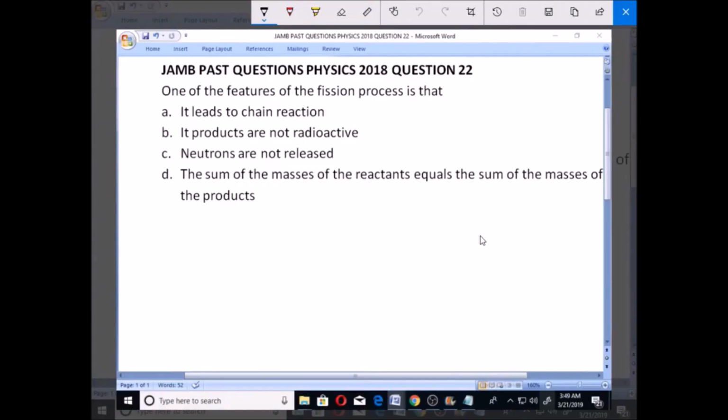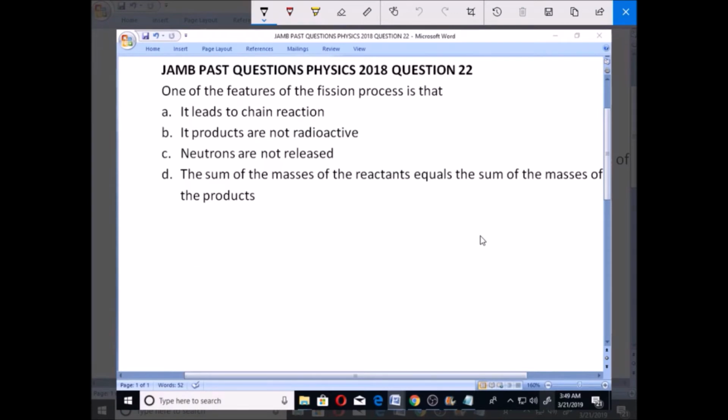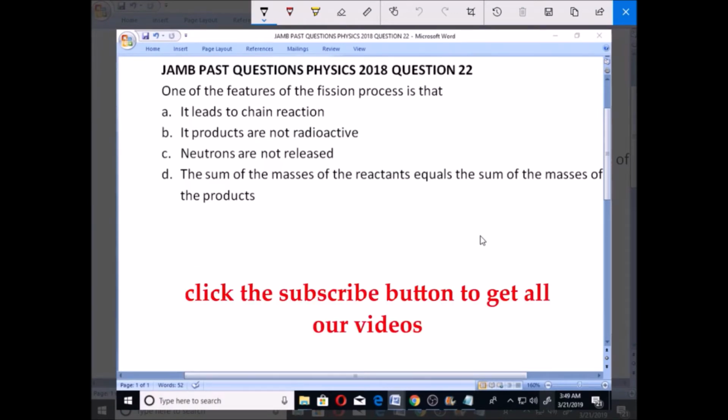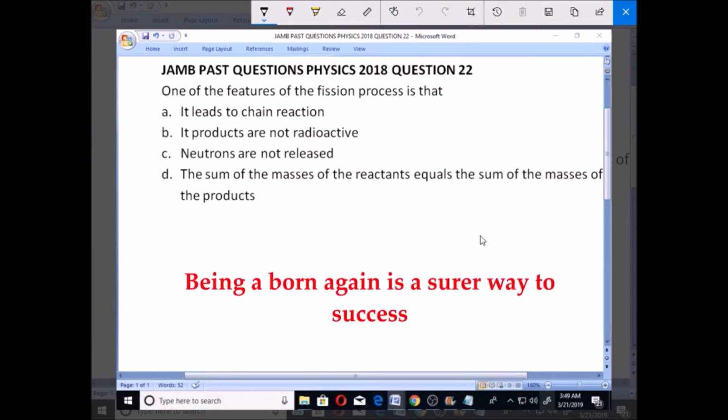Let's look at this question number 22 for JAMB Past Questions Physics 2018. One of the features of the fission process is that A. It leads to chain reaction. B. Its products are not radioactive. C. Neutrons are not released. D. The sum of the masses of the reactants equals the sum of the masses of the products.